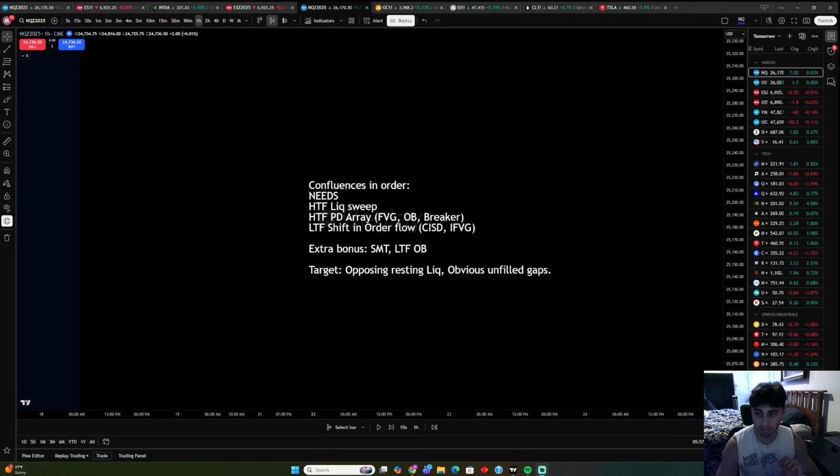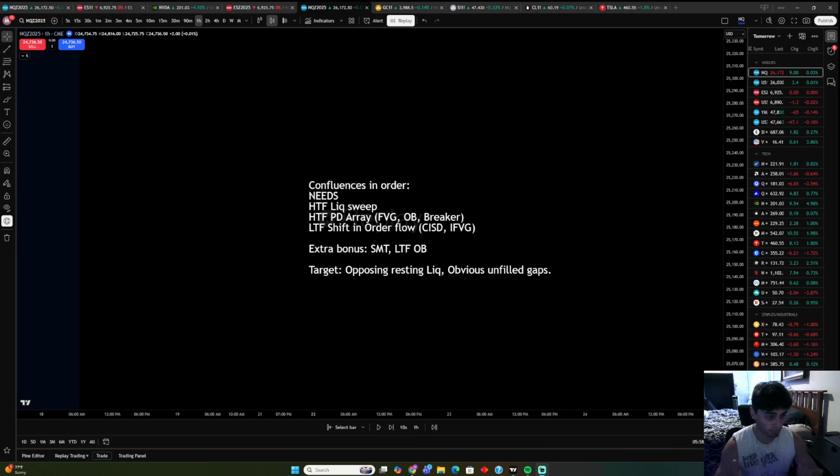And then bonuses is I'm obviously also looking at SMTs between ES and NQ. I don't really watch the YM. That's just me. I know a lot of traders use YM also for smart money reversals, but I don't. And then also I'll look at low time frame order blocks.